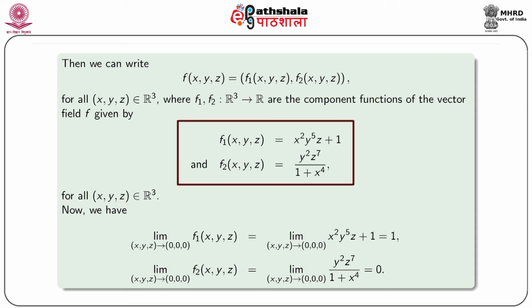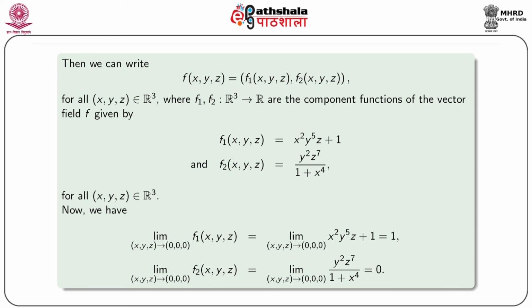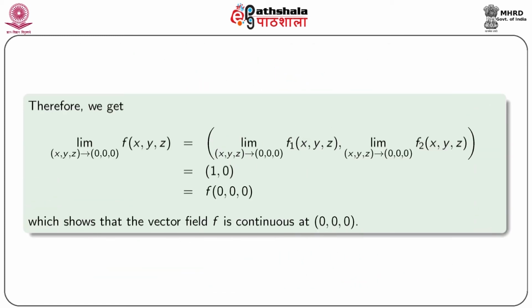Now, considering limit as (x,y,z) tends to (0,0,0), we find that the limit of f1 exists and is 1 and the limit of f2 exists and is 0. Therefore, we find that limit of f(x,y,z) as (x,y,z) tends to (0,0,0) equals f(0,0,0). This shows that the vector field f is continuous at the origin.